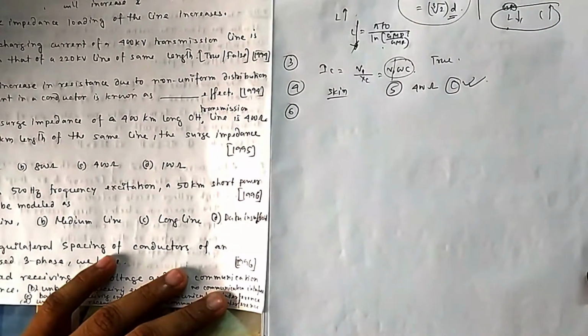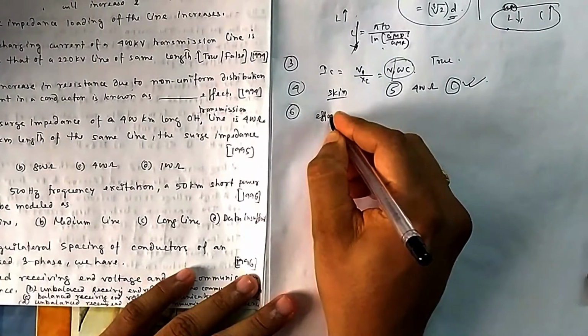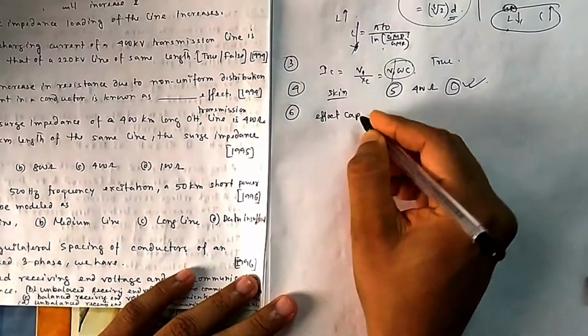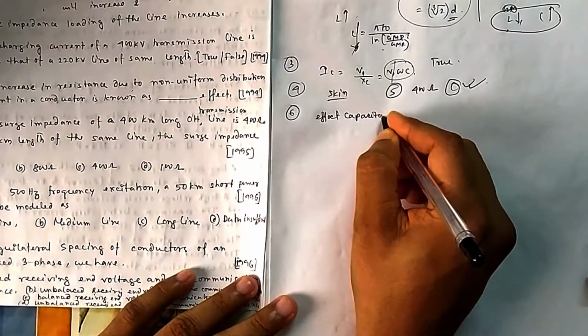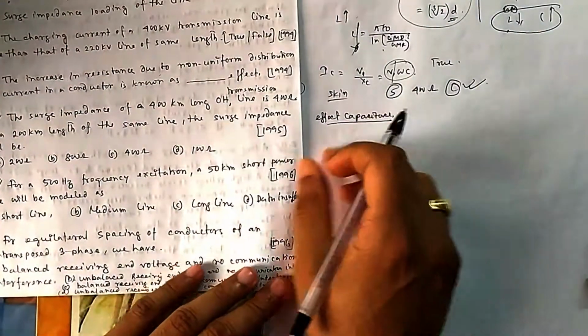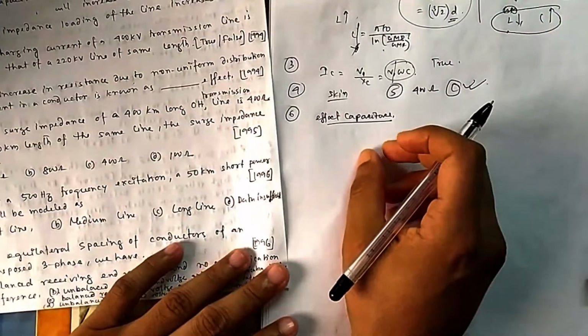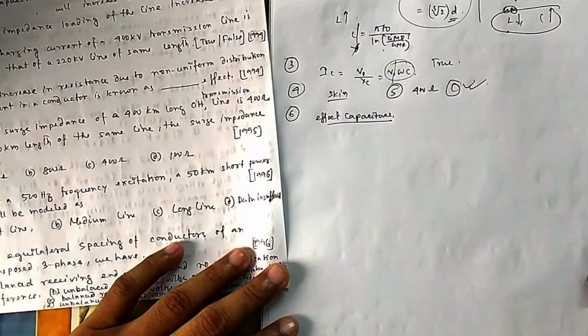If your length is very high, then you cannot ignore the effect of capacitance. That means the line is divided actually not on the basis of length, it is actually on the basis of the effect of capacitance. If it is a very long line, then the effect of capacitance will be very high, and we cannot neglect it. We have to take the distributed parameters as they are.